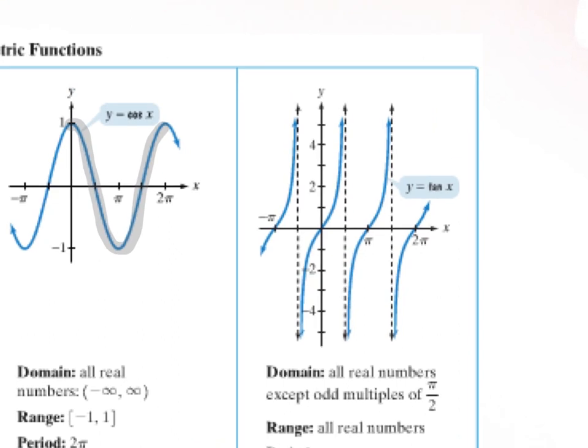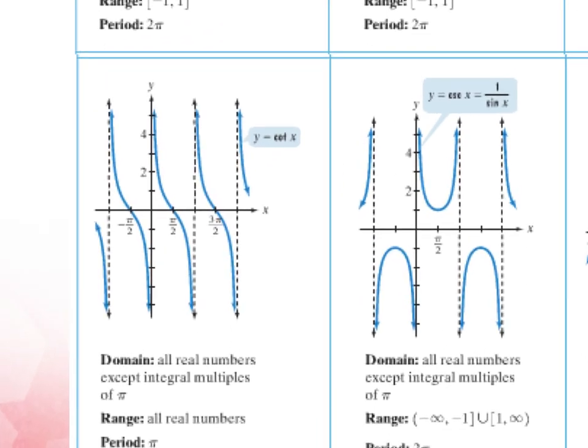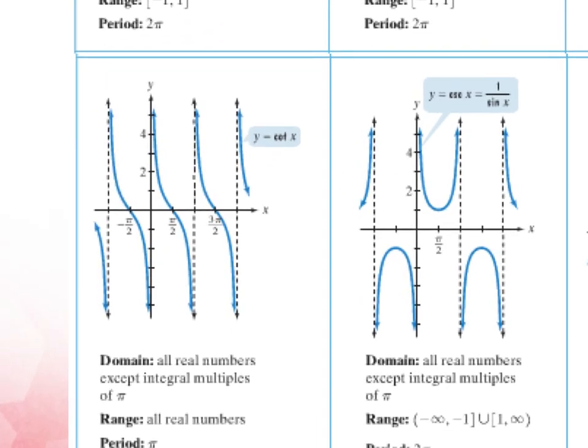Then we got to tangent. Tangent was our bx minus c equals negative pi over 2 and positive pi over 2. Subtract the period, which is pi over b, add the period, which is pi over b. We got to cotangent, bx minus c equals 0 and equals pi. And then subtract the period, which is pi over b, add the period, which is pi over b.